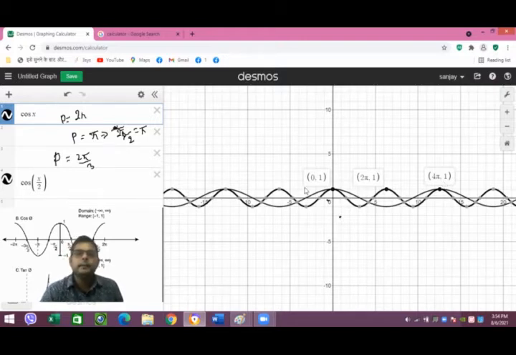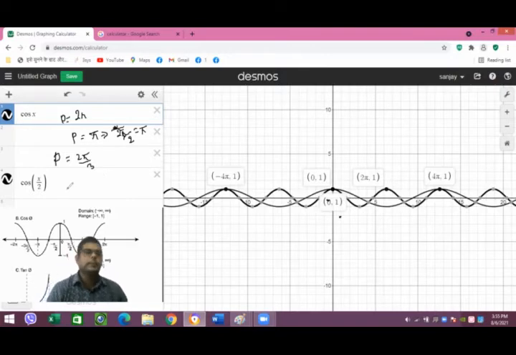And similarly, from this side, it is 0. And then this is negative 4 pi. So absolutely, this distance is also 4 pi. So in general, the period for cos x by 2 is now 4 pi.